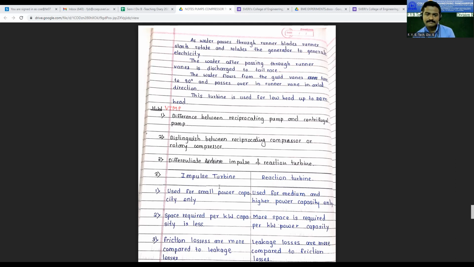And the last question. Differentiate the impulse turbine and reaction turbine.